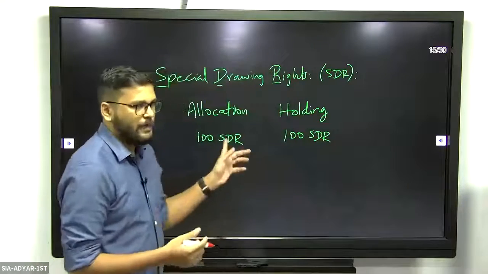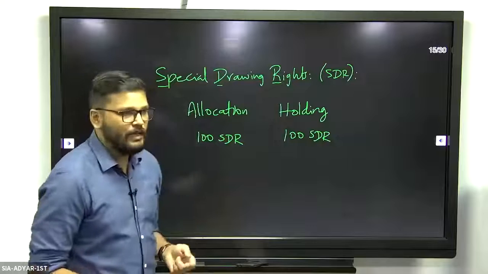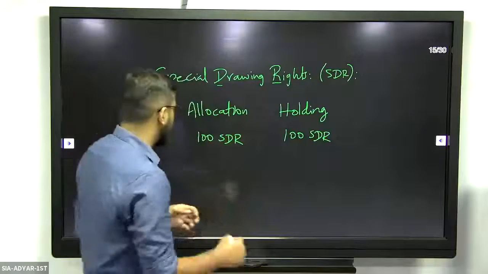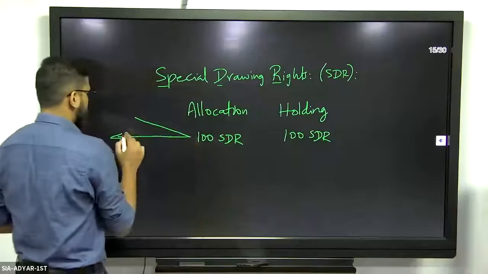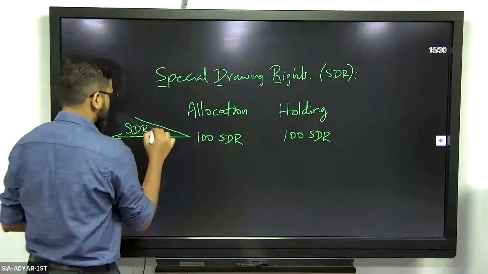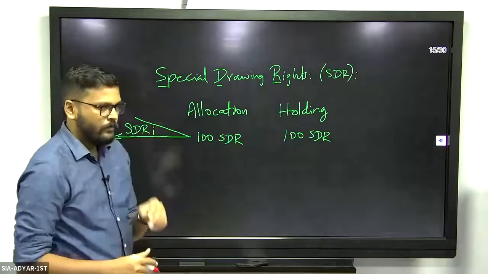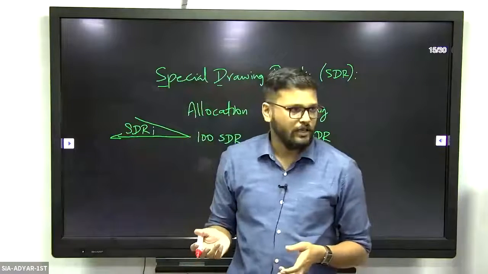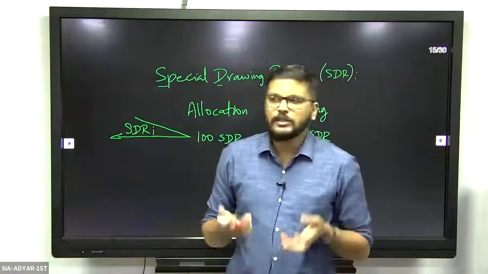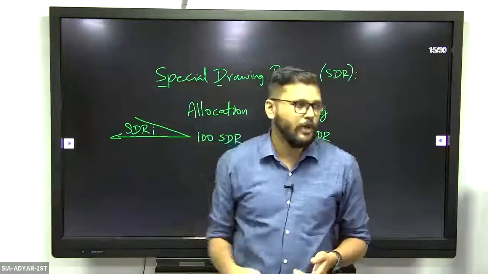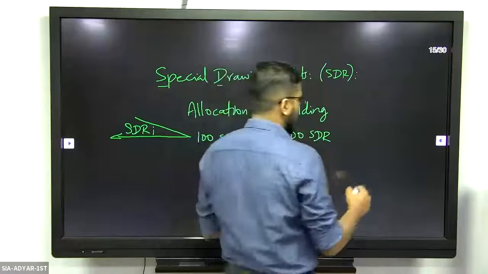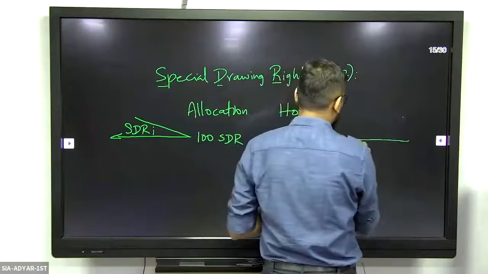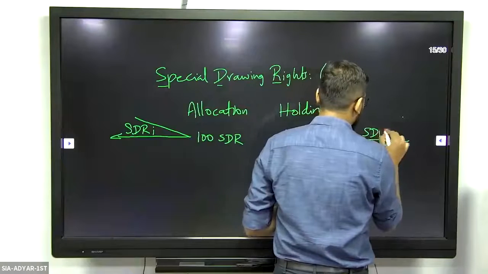So two perspectives. They are claiming that for the 100 SDR I gave you, you have to pay me an interest called SDR interest. And then we claim, but you said this is an asset for me. I am holding it. For the 100 SDR I am holding, you need to pay me interest. So for the 100 SDR that we are holding, they will pay an interest to us. SDR interest.